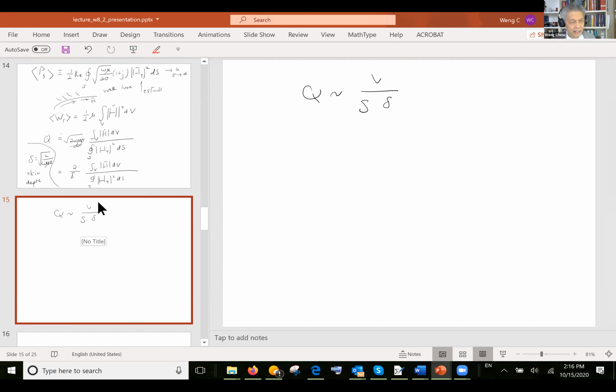So what this formula tells is that the larger the volume of the cavity, the higher the Q. The smaller the surface area the cavity has, the larger the Q. The smaller the skin depth, which means that you are close to being a good PEC. If you make the cavity out of good conductors, then the wall loss would be small, and then the Q of the cavity would be very large. So this is the kind of intuition you can develop.